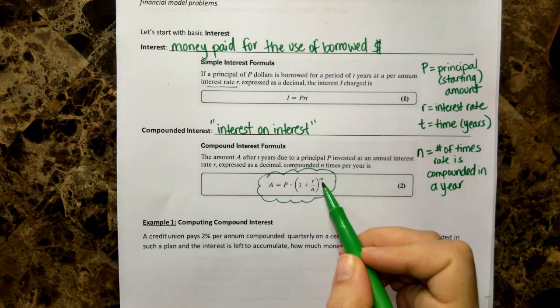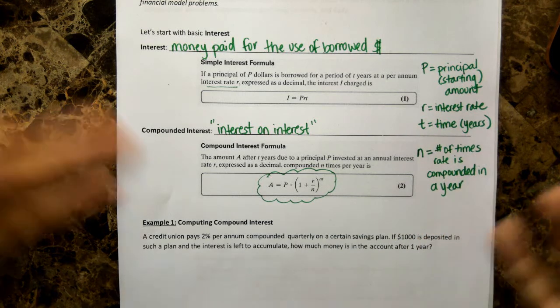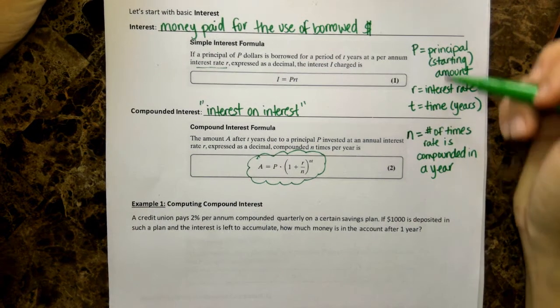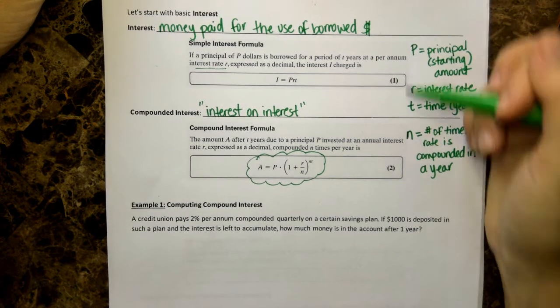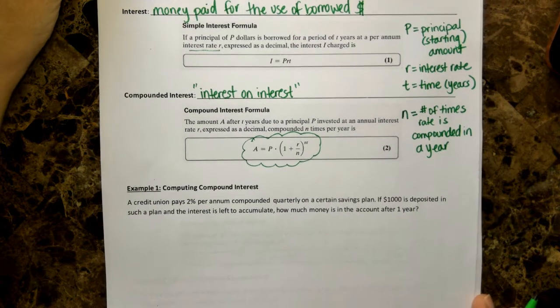And then the last variable we've already specified, that's the letter T. T just means how many years this financial model goes on. Okay. So make sure you have these 4 variables written down, what they each mean, and we'll do some examples to get some more practice with this.